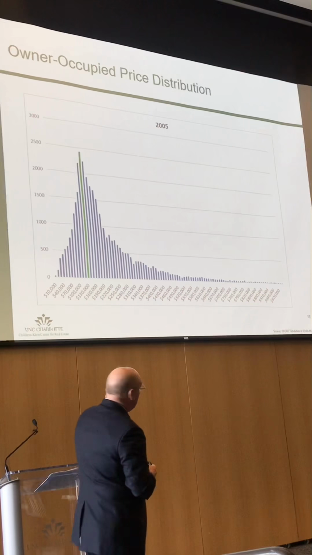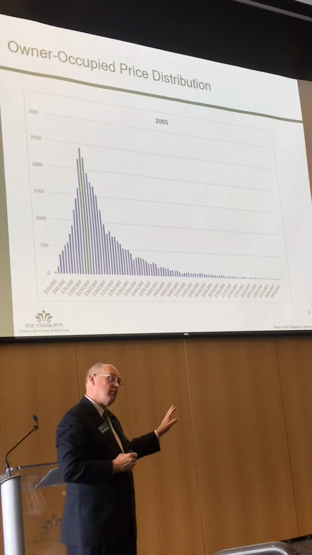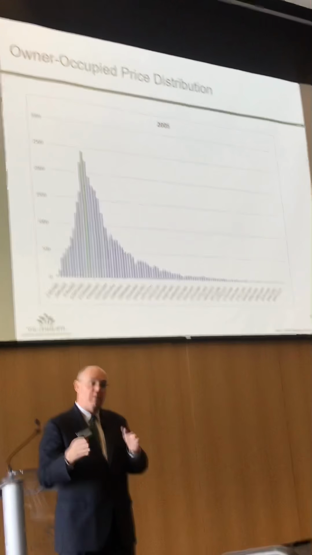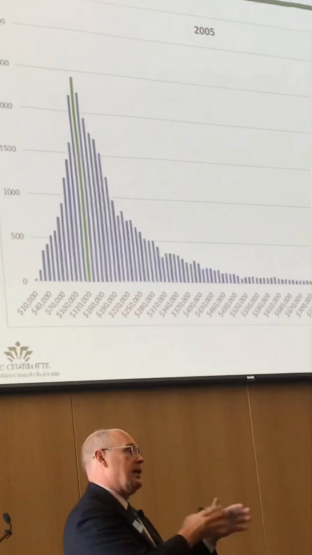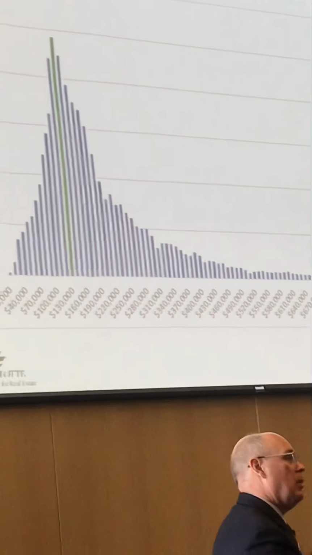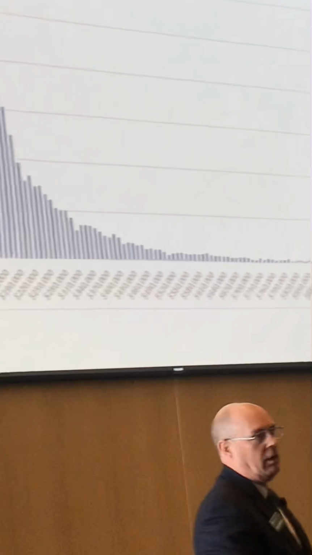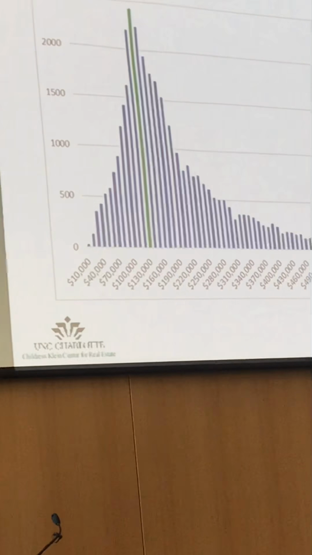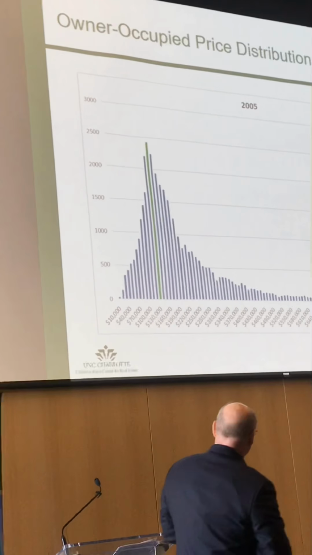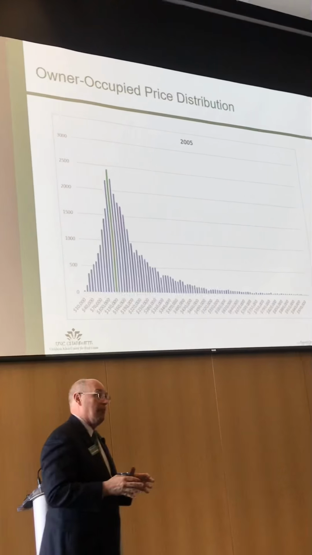But what we have done is we've taken the entire distribution of home sales and we've created a histogram. So we've bucketed it into $10,000 increments. And then what we've done is we've shown the frequency of each increment. So in 2005, we had this distribution. There's a few things I want to point out about it.